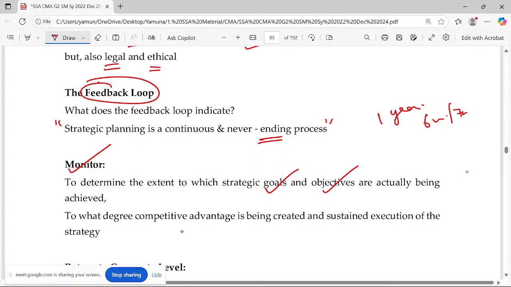Okay. And the degree of competitive advantage. So whether we are creating a unique core, so competitive advantage is that one, right?